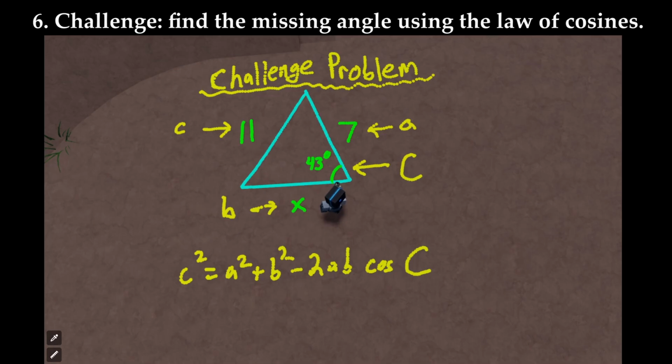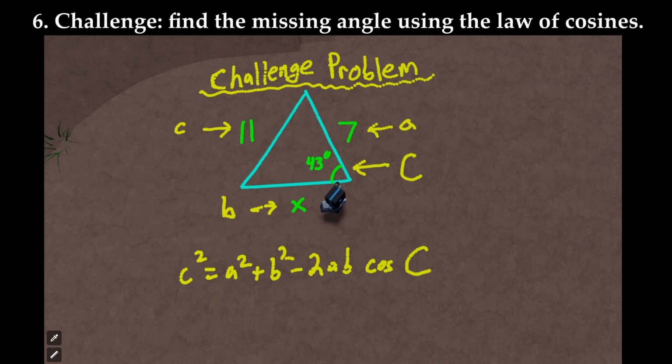So now let's plug in these numbers and solve for x. But I want you to notice that unlike the previous problems, instead of x being c, x is now b, and that will change how we solve this problem, as you will see shortly. So let's set it up. C squared is 11 squared. Let me turn on my pen.